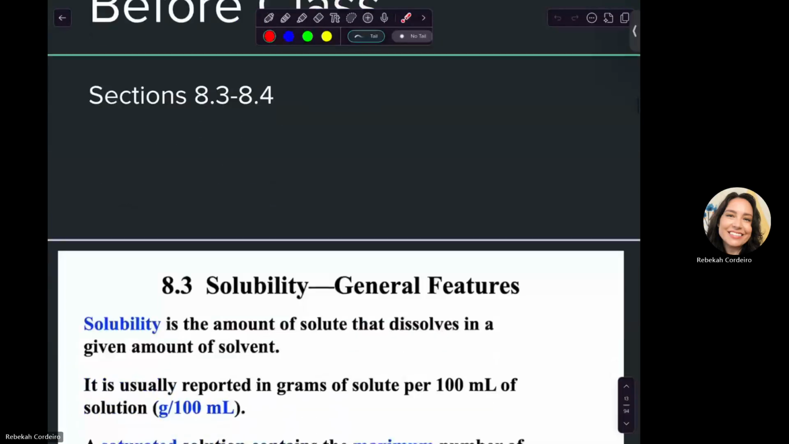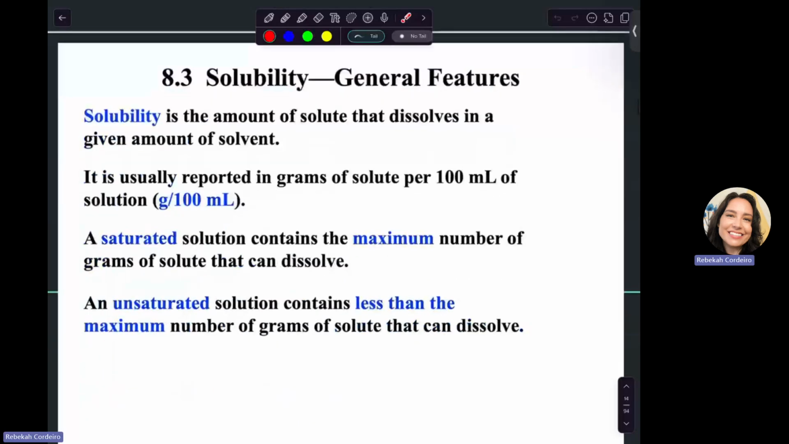So in this video, we're going to do Chemistry 1151, sections 8.3 to 8.4. In this section, we're going to be talking about solubility, so everything that could affect the solubility. Solubility is how much solute you can put in a solvent.